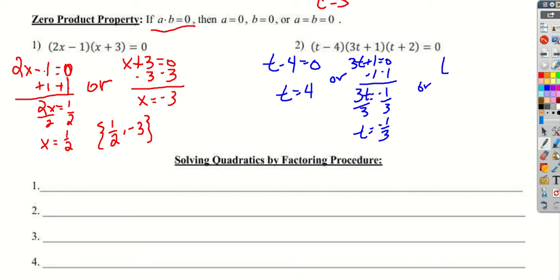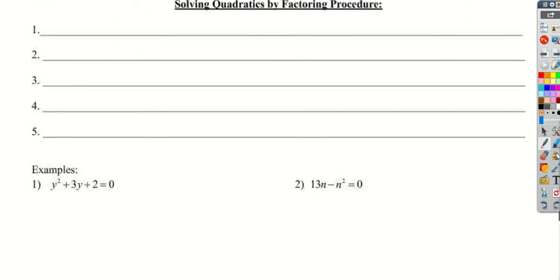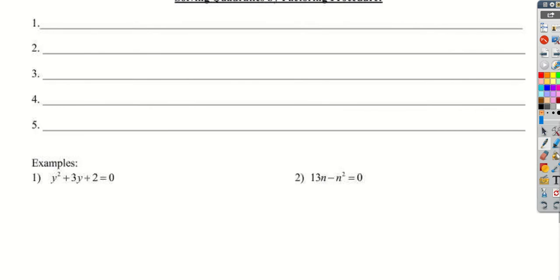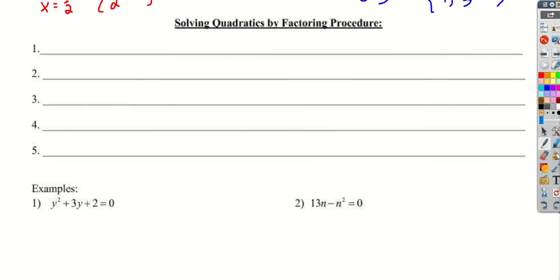Or, right, I can have t plus 2 equals 0, and then we move that 2 over, and I'm going to get t is equal to negative 2. I don't know why we made a 3 there, but negative 2. So our solution set is going to be the numbers 4, negative 1/3, or negative 2. And so what we're going to get into is taking an actual quadratic equation, like number 1, and solving by factoring. Okay, so step number 1, you've got to remember, is to get it in standard form.